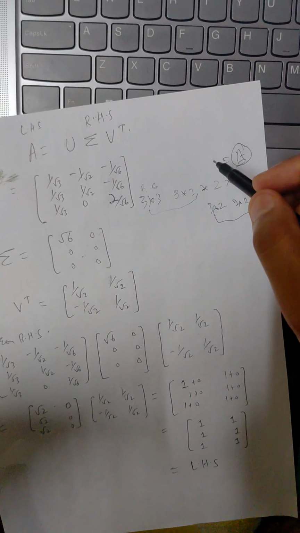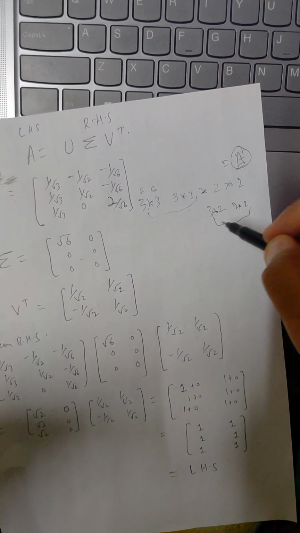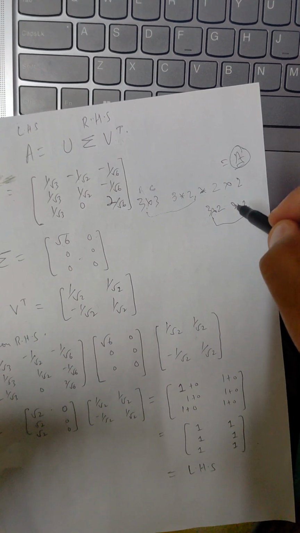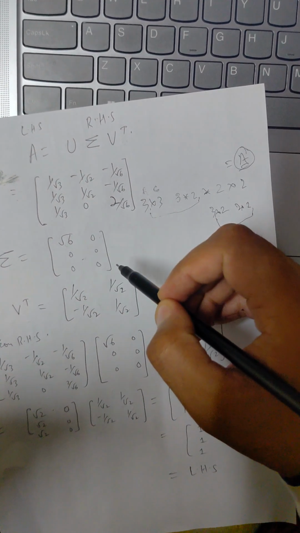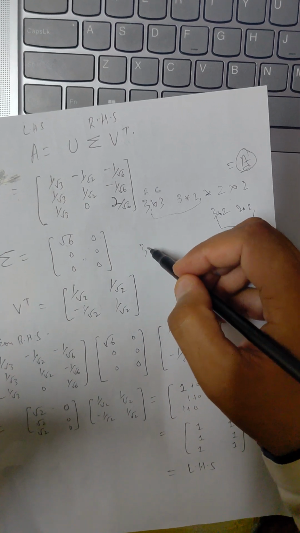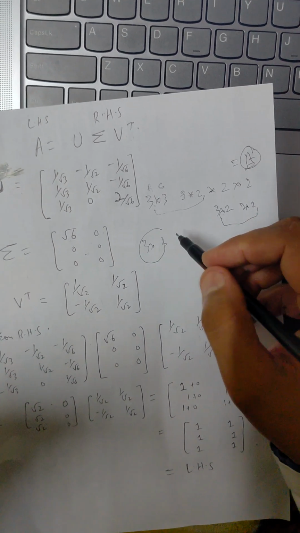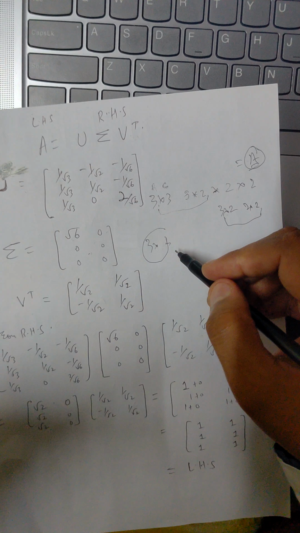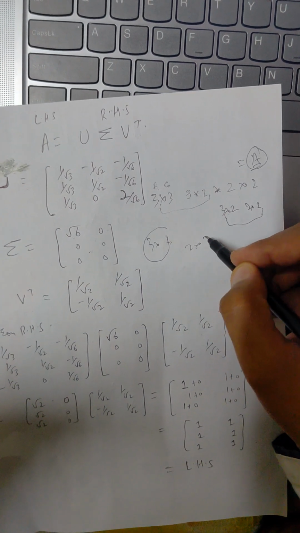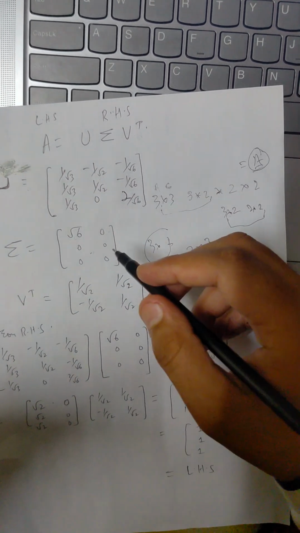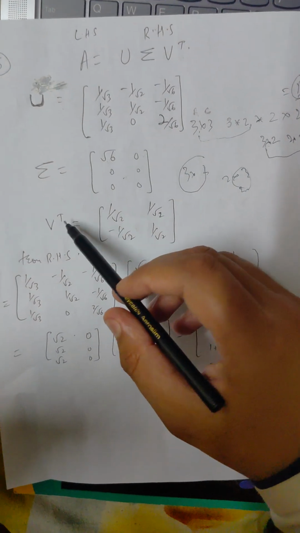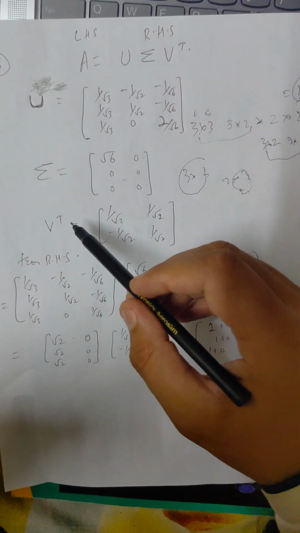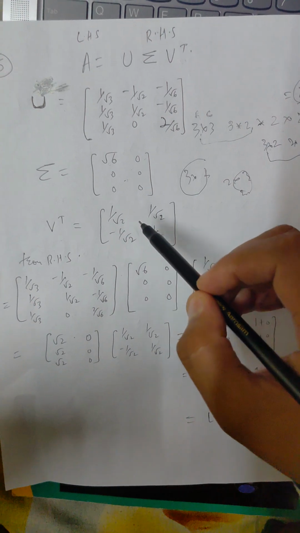By doing the calculation from your end, you should be able to tell whether the summation matrix should be 3 cross 2 or 2 cross 3. If the given matrix A is 3 cross 2, then the summation matrix should also be 3 cross 2. If it is given as 2 cross 3, then you should take the summation matrix as 2 cross 3 only. I hope the problem is solved now. Vt is the transpose of the V matrix, so I have taken the transpose here.